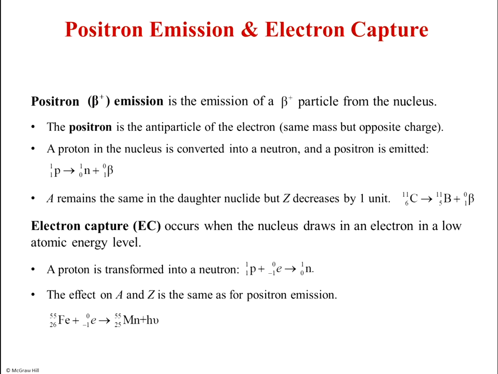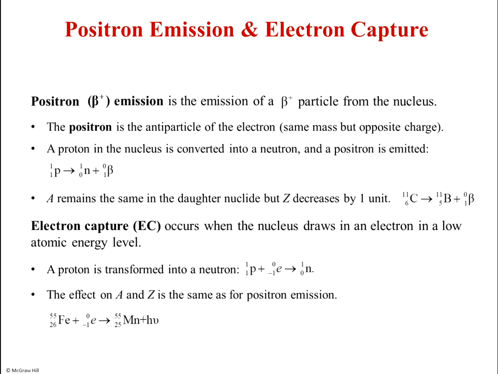Electron capture is our next type of decay process. This occurs when a nucleus captures an electron in one of the low-lying atomic energy levels, what we might have termed a core electron earlier this year. So the nucleus captures a core electron, and then a proton is transformed into a neutron. So the proton captures the electron and converts to a neutron.